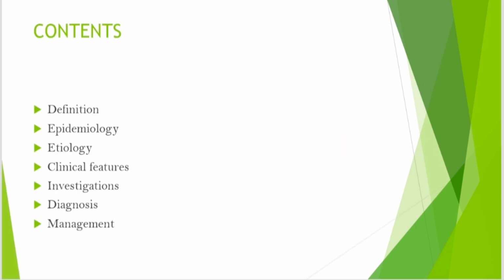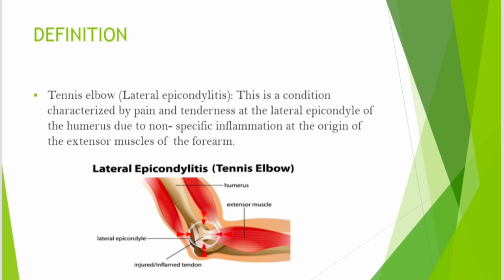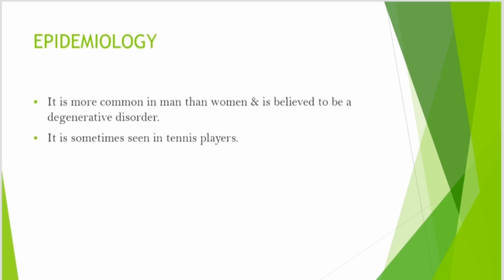So let's start. Definition: tennis elbow is also called lateral epicondylitis. This is a condition characterized by pain and tenderness at the lateral epicondyle of the humerus due to non-specific inflammation at the origin of the extensor muscles of the forearm. So here in the picture you can see extensor muscles originate from the lateral epicondyle of the humerus. So inflammation will be at the origin of the extensor muscles of the forearm.